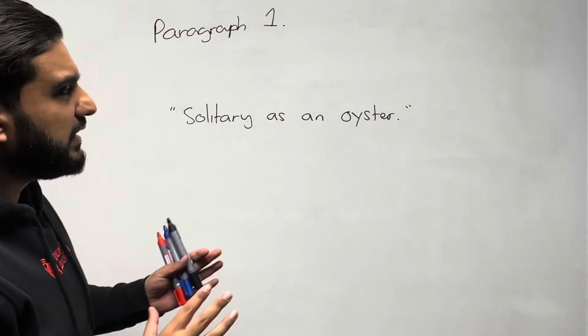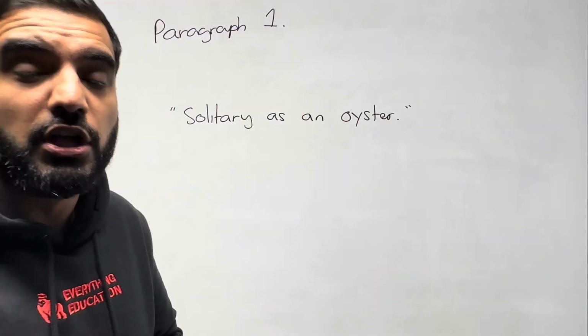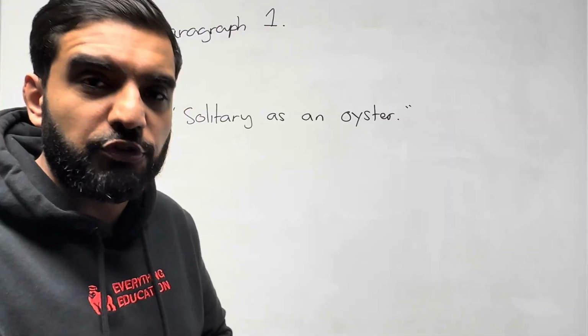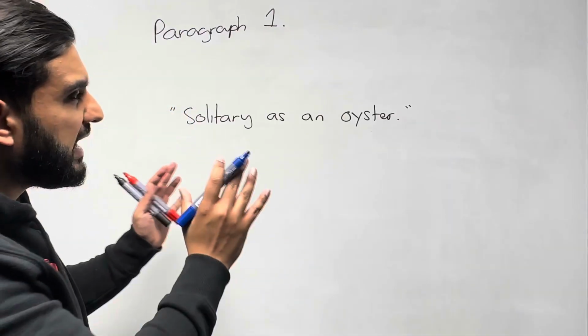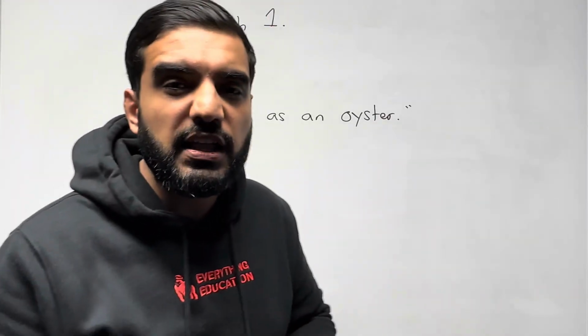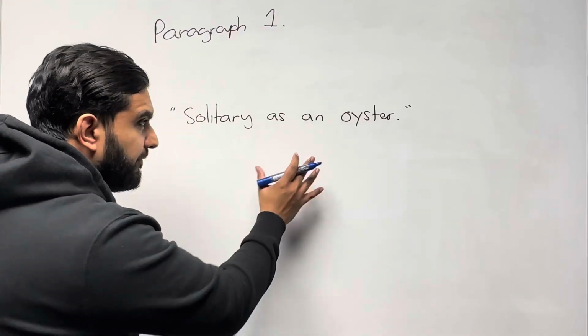The first quote that we will be using is "solitary as an oyster", which is a very popular quote when it comes to A Christmas Carol. Now, what can I say as my point? Imagine the question was, in the text A Christmas Carol, how is Scrooge presented? What could I use as my point for this question?